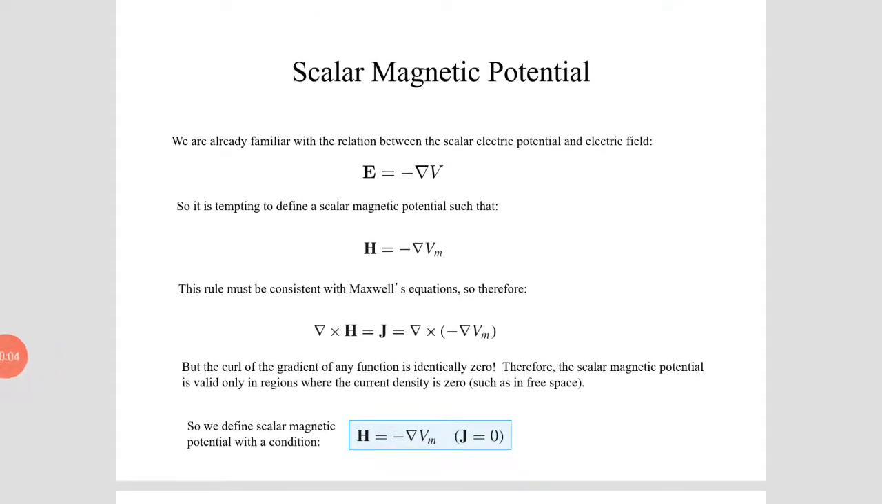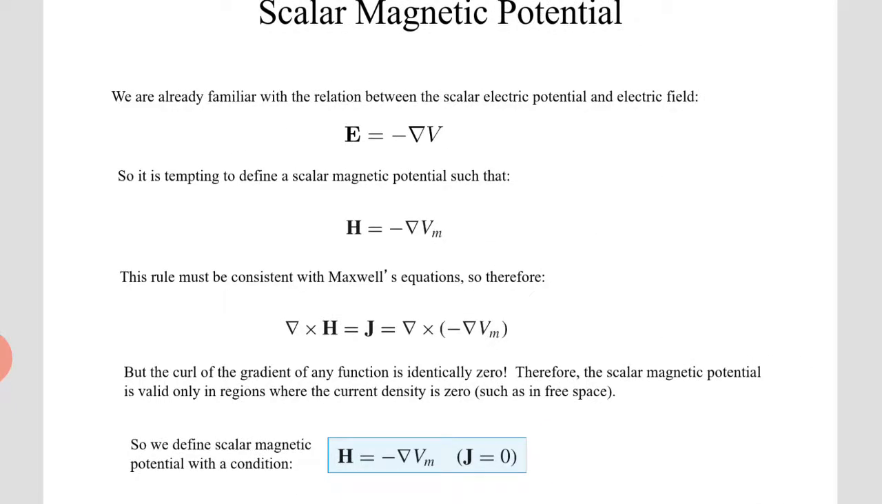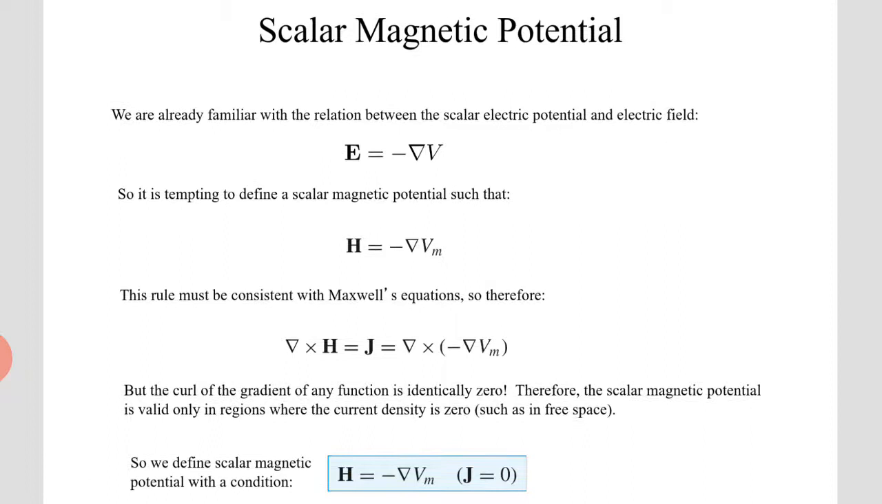Hello students, in the last lecture you have learned about the point form of Ampere circuit law relating to the current density. Now let us learn about the scalar magnetic potential. We are already familiar with the relationship between scalar electric potential and electric field, that is E is equal to minus del V.